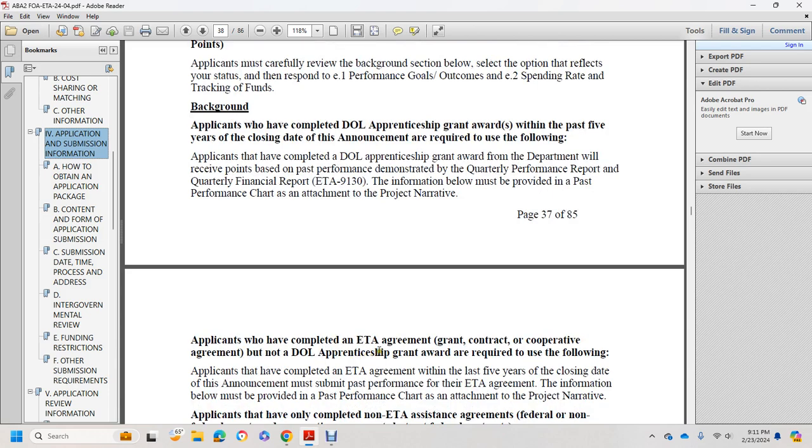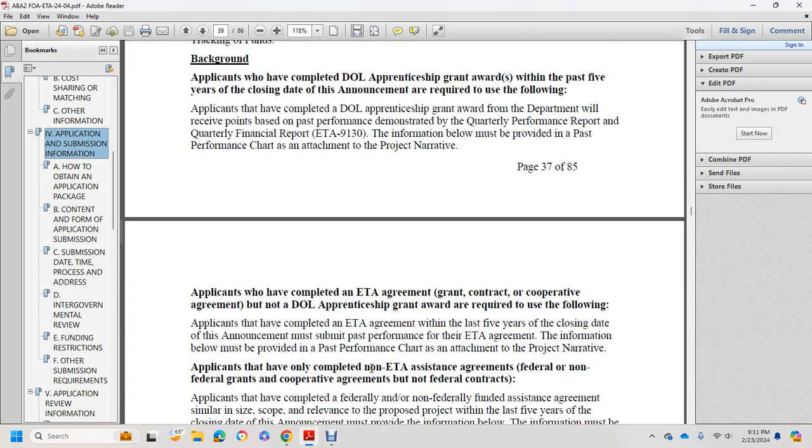Applicants who have completed an ETA agreement, a grant contract, or cooperative agreements, but not the Department of Labor Apprenticeship Grant Award, are required to use the following. Applicants who have completed an ETA agreement within the last 5 years of the closing date of this announcement must submit the past performance of the ETA agreement. The information below must be provided with the past performance chart as an attachment to the project narrative.